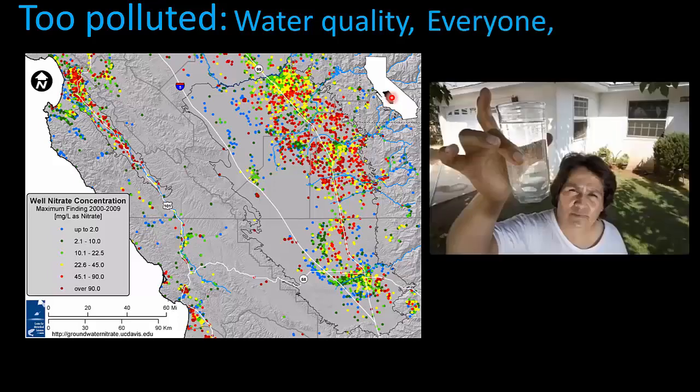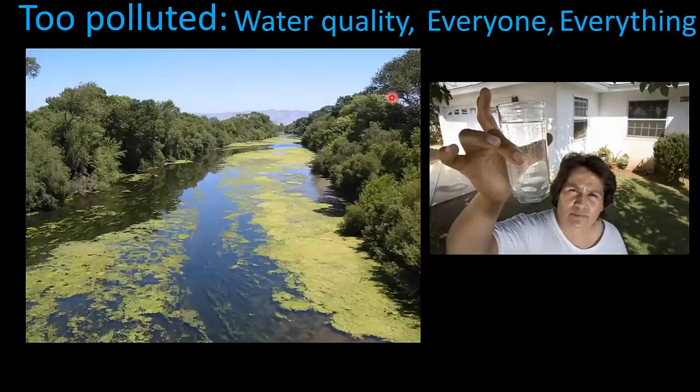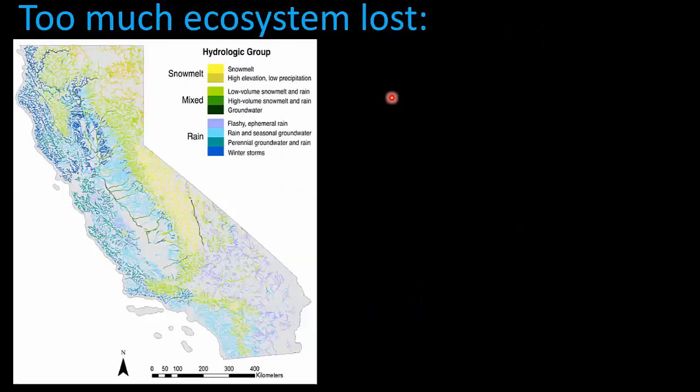Water quality is a problem of everyone. And it is also a problem for everything, including the environment. HABs, harmful algae blooms, that's what we're seeing here. This is a problem throughout California. I think we're seeing this in some other places in the world. Yes, we have it. Too much ecosystem loss.